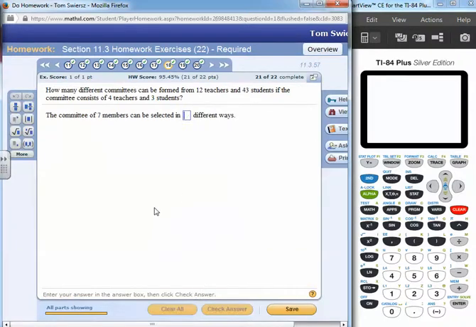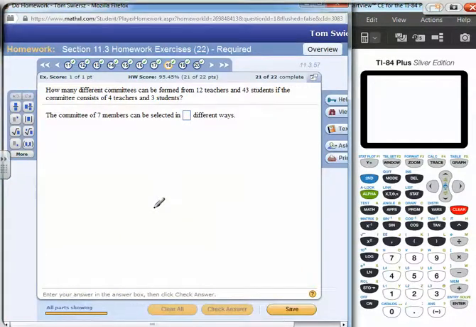Number 18, how many different committees can be formed from 12 teachers and 43 students if the committee consists of 4 teachers and 3 students? Now this one you have to get the number of ways to get the teachers, and then the number of ways to get the students. When you get those 2 answers, you multiply and you'll get your final answer. To get the number of teachers, you have to use a combination because it's a total of 12 teachers, and we're selecting 4 to serve on the same committee. Order doesn't matter, so it's a combination.